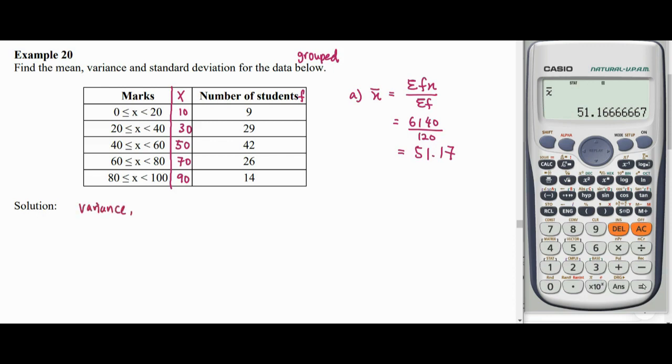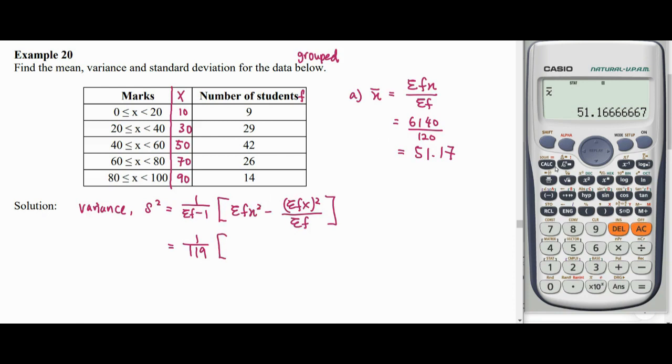So variance, it will be s squared equals 1 over n minus 1, so summation of frequency minus 1. Then here is summation of fx squared minus summation of fx, everything squared, divided by n. N will be our total of frequency. So from here, n minus 1, so total frequency minus 1. Total frequency, we know that 120 minus 1, 119.